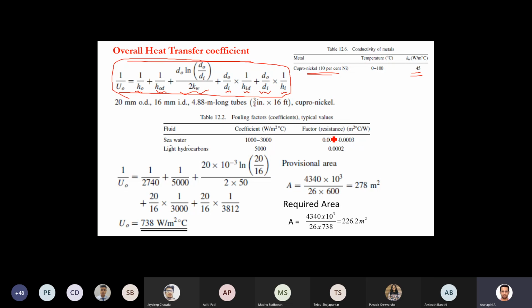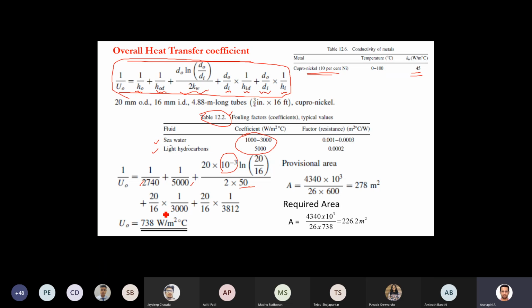Okay. So for fouling factors, you have to select from table 12.2 of Coulson and Richardson volume 6. For seawater and light hydrocarbons, the coefficient will be around this value. So substitute this. This is calculated, 2740. So light hydrocarbon, which is 5000. Then this is 20 into D naught ln of 20 by 16, 2 into kW. This is the unit conversion. kW is 45. Here it has taken 50.